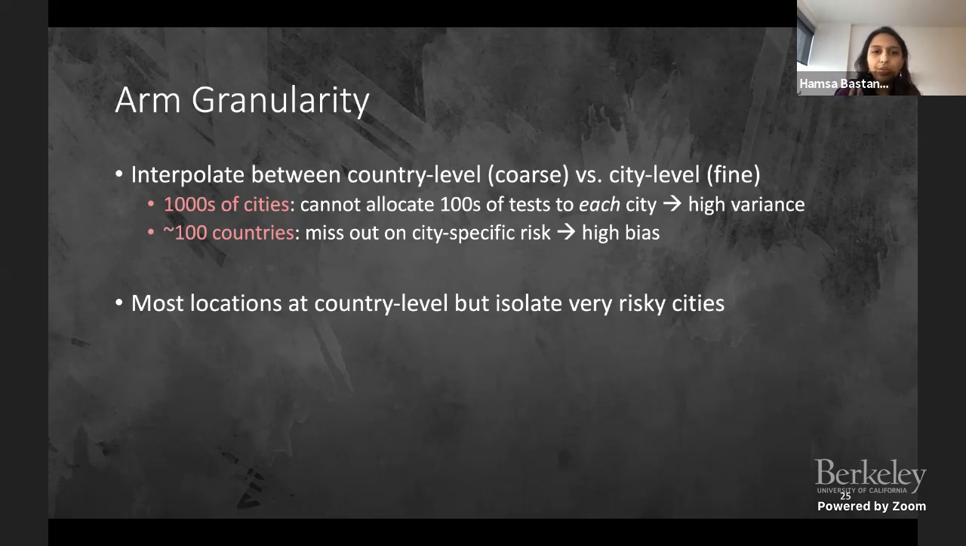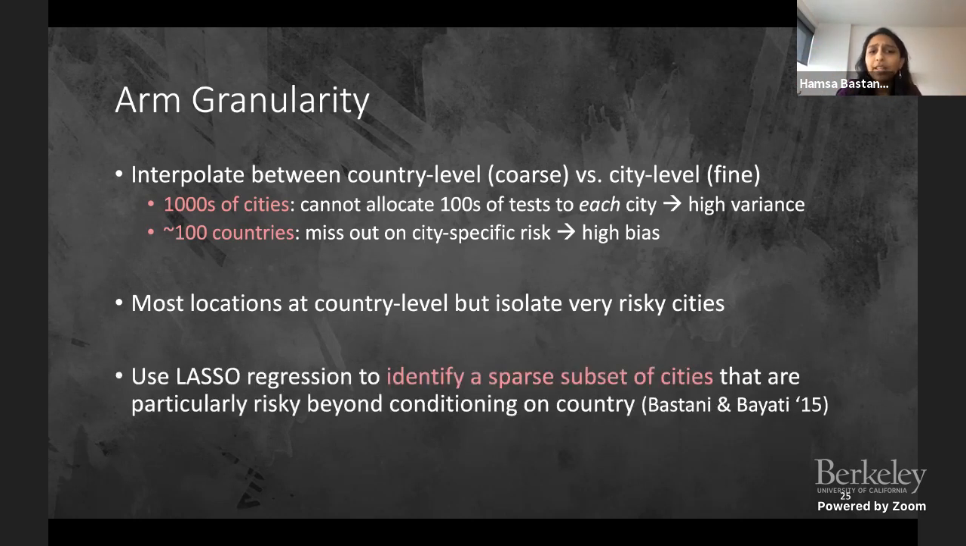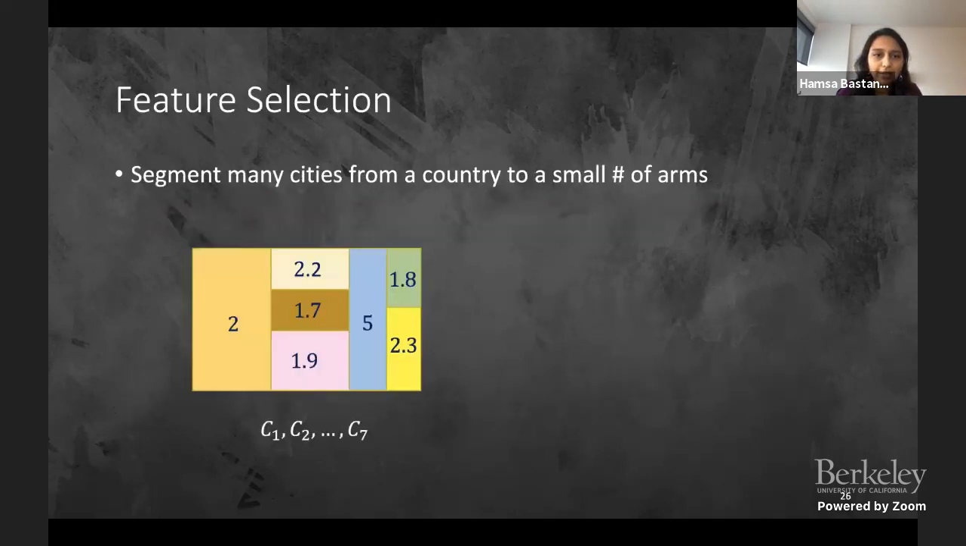So what we do to deal with this is we define most of our arms at the country level, but we try to identify some very risky cities that are risky beyond their country level risk. So what does that mean? We basically use lasso regression to identify a sparse subset of cities that are particularly risky beyond conditioning on their country's EV prevalence. So just to visualize this, let's say that this box is one country.